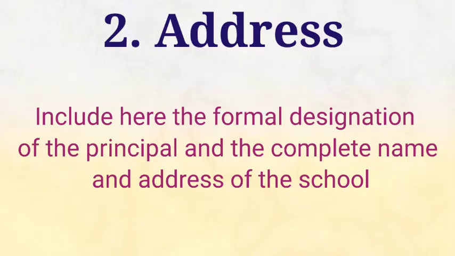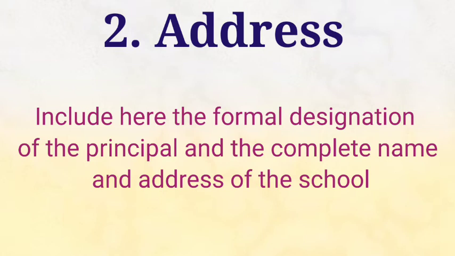Next will be the address. In the address, the letter is being written to the principal, so we'll write the address. It will be the designation of the principal and then the name of the school and city. That is the receiver's name or designation, then the address. Now see, students, you don't have to indent the address. You don't have to put any commas or anything.